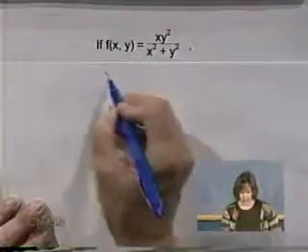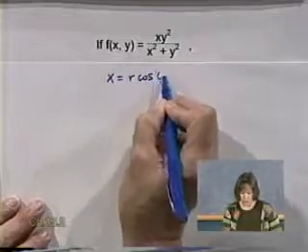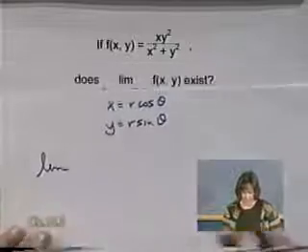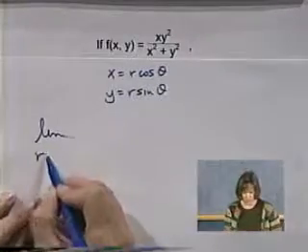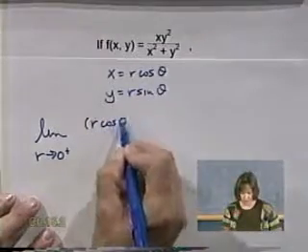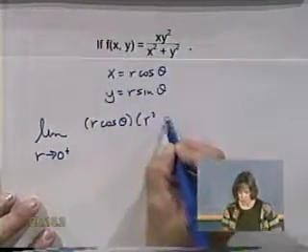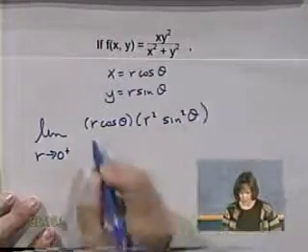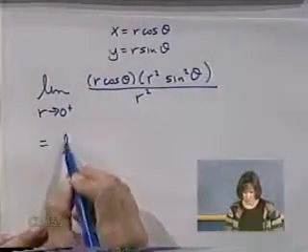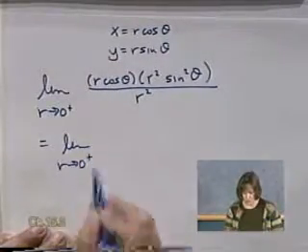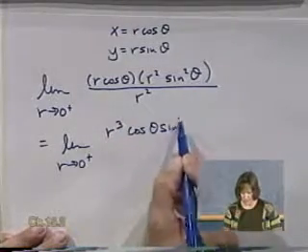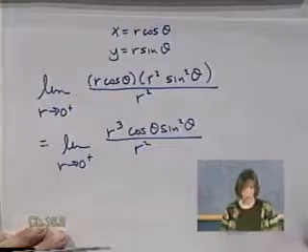All right? So we're going to again let x equal r cosine theta and y equal r sine theta. So we're taking the limit. Now notice x, y is going to 0, 0. So r is going to 0. So for x, I put in r cosine theta. For y squared, I put in r squared sine squared theta. And for x squared plus y squared, I can put in r squared. So this gives me the limit as r approaches 0 from the positive side of r cubed cosine theta sine squared theta over r squared.